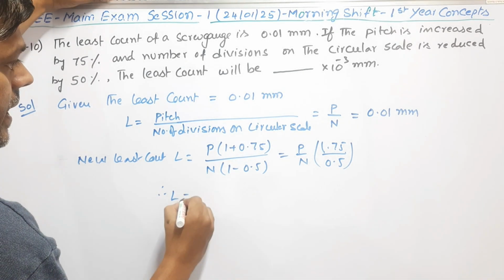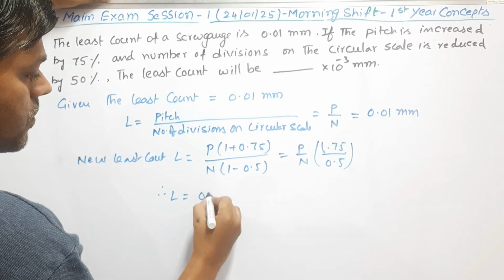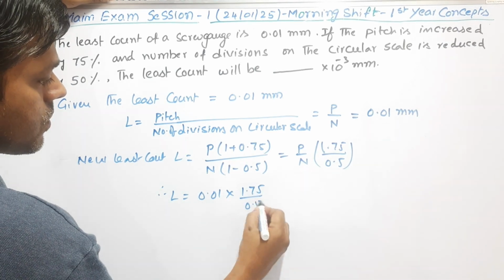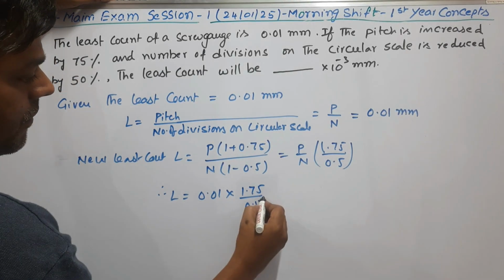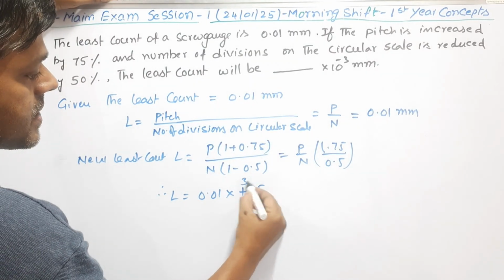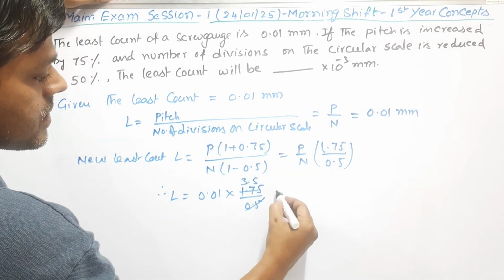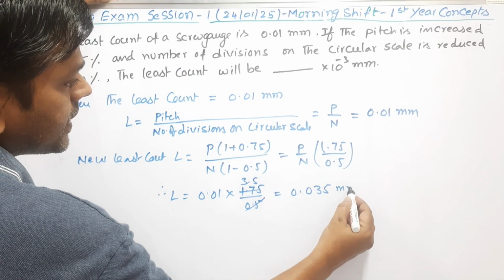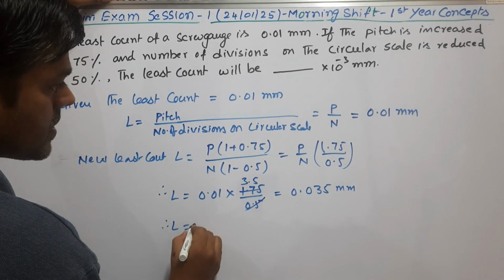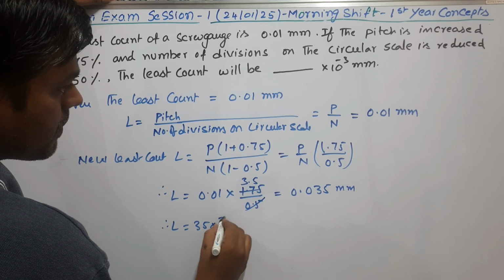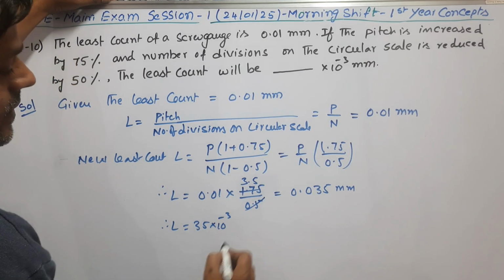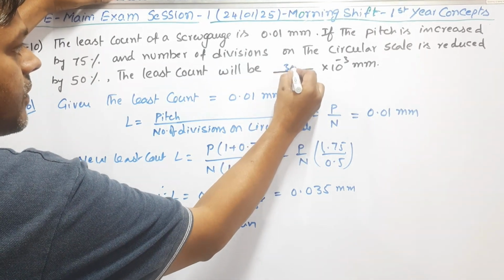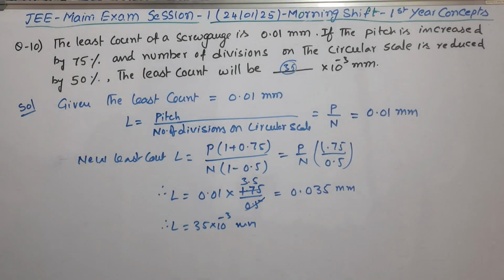So the new least count L is equal to P by n, which we already know is 0.01, into 1.75 by 0.5. That comes to 3.5 times 0.01, that is 0.035 millimeter. Therefore L is equal to 35 into 10 power minus 3 millimeter. So 35 is the answer for this question. Okay, right.